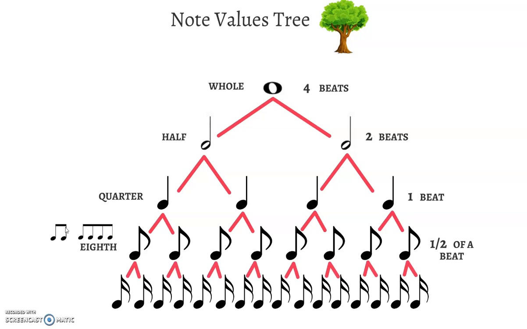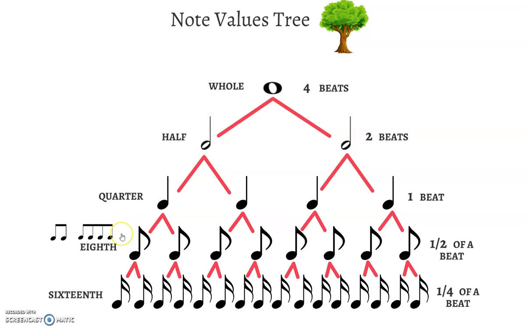All right, last level, we have 16th notes. Each of these gets 1/4 of a beat. 4 of these together makes a whole beat. 4 of these together is a beat. 4 of these together is a beat. 4 of these together is a beat, for a grand total of 4 beats.